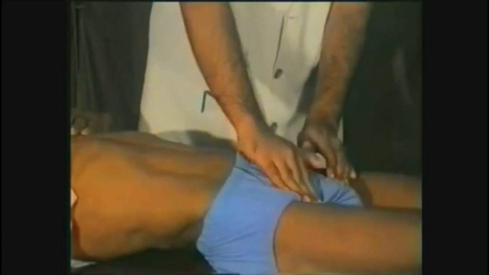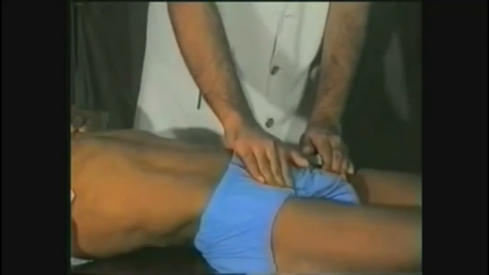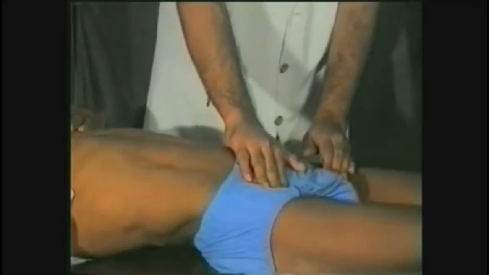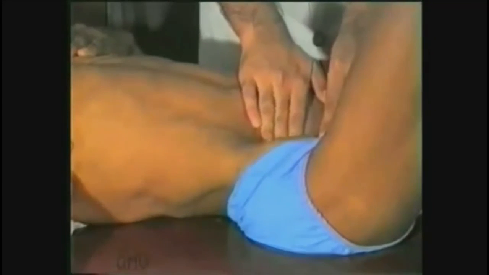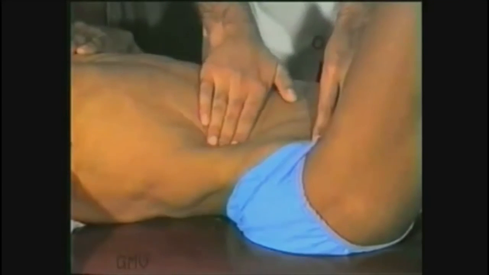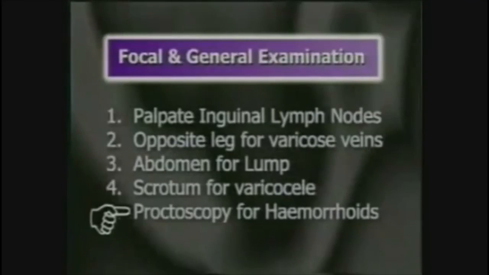Next, palpate the inguinal lymph nodes, which may be enlarged with varicose ulcers and deep vein thrombosis. Examine the opposite leg for varicose veins. Palpate the abdomen for any lump pressing on the pelvic veins. Examine the scrotum in standing position for varicocele and testicular tumor, and perform proctoscopy to rule out coexisting hemorrhoids.